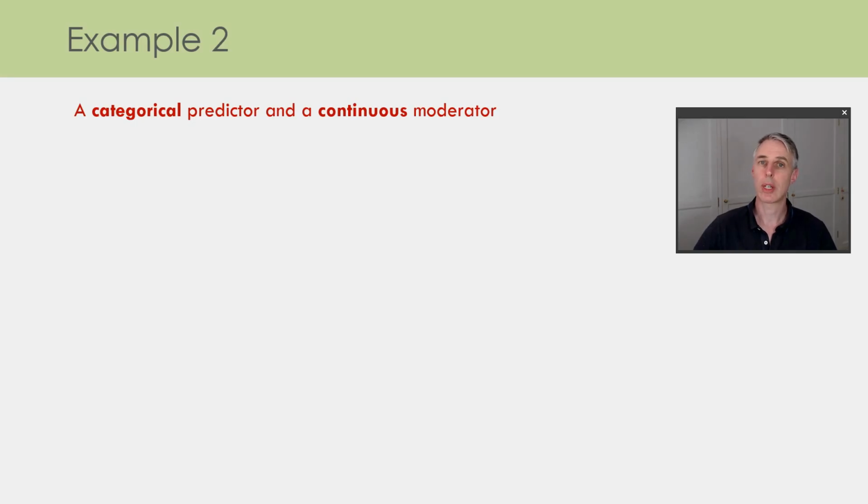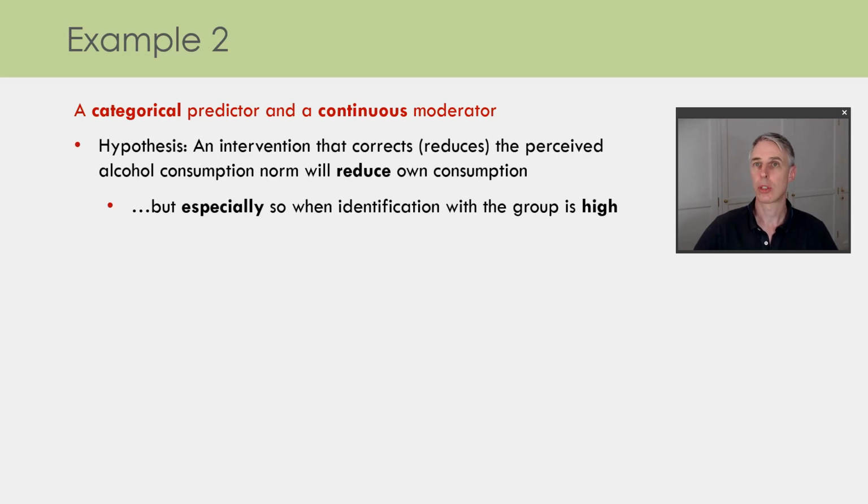So let's consider a research question where the research design set up to test it involves a categorical predictor and a continuous moderator. Okay, so let's take our researcher who is interested in alcohol consumption intentions again. So again, they're pretty convinced that there's evidence that norm perceptions predict people's own alcohol consumption intentions. And they're thinking about, well, how do we perhaps intervene to change this?